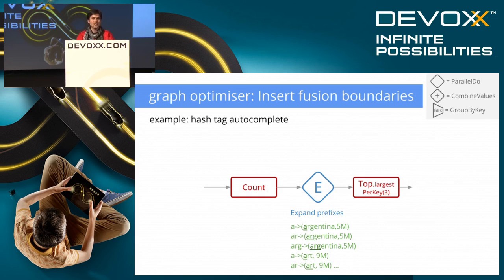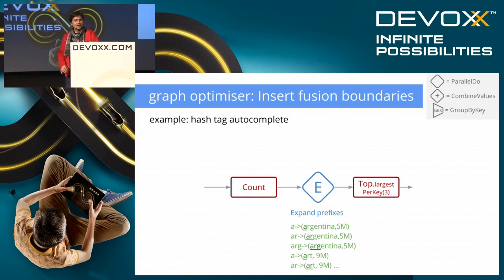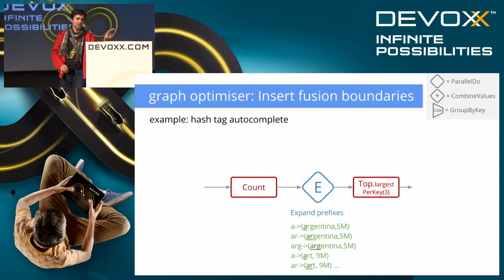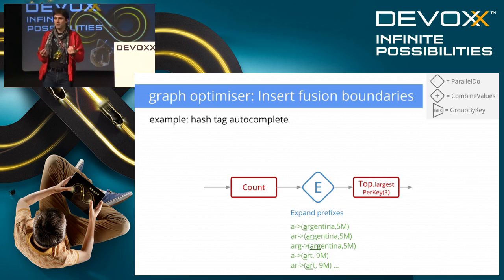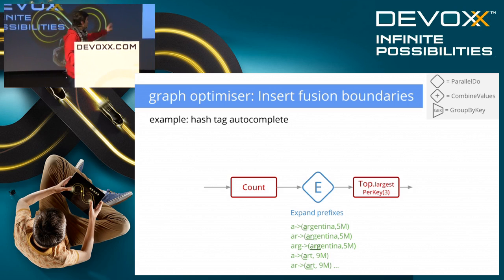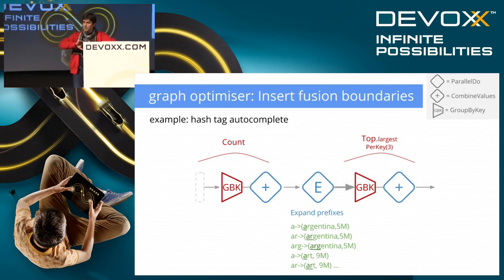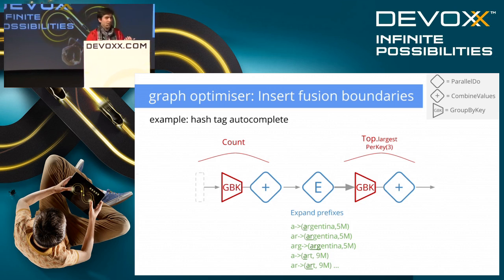Okay, and a last interesting piece of decisions. Let's go back to our autocomplete. We were counting our hashtags, and then there is this expand prefixes step. Well, that one is problematic. It's explosive. For Argentina, it gives me 10 prefixes, A, AR, ARG. It's explosive. So the count on the top, I said, can be broken into their primitives.